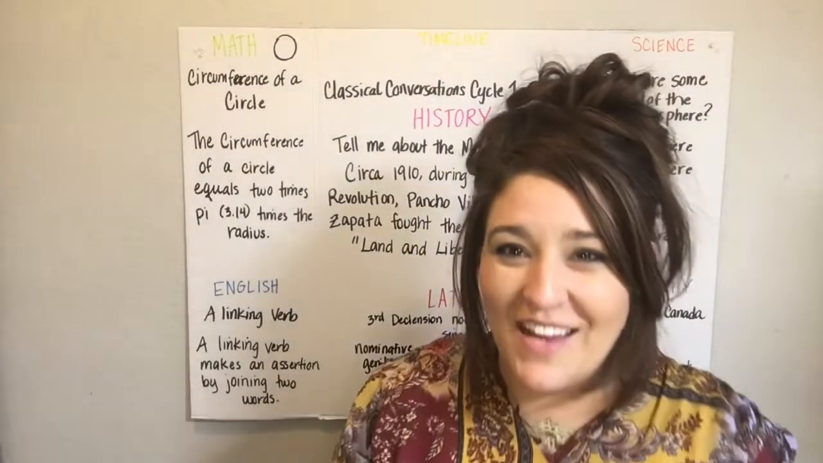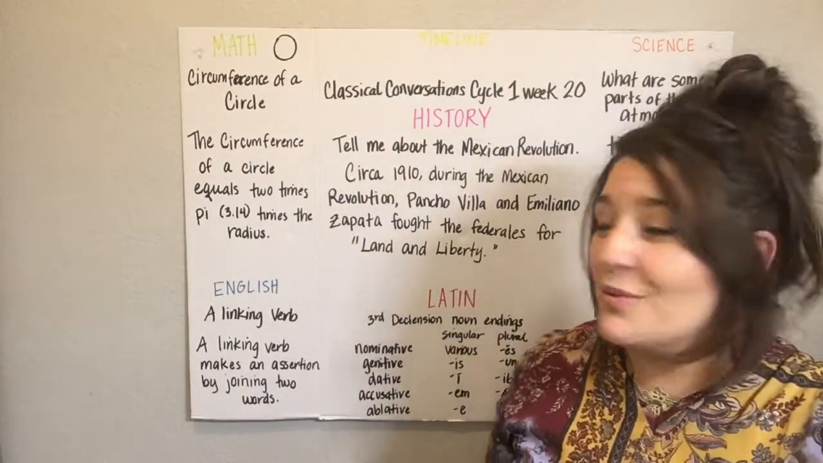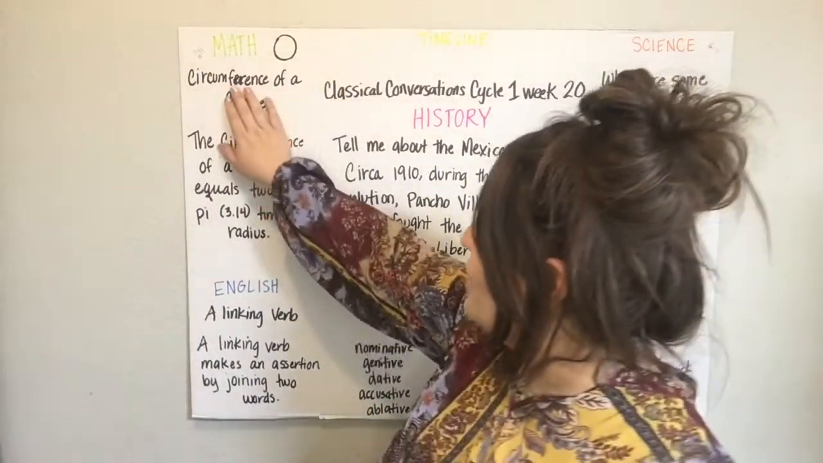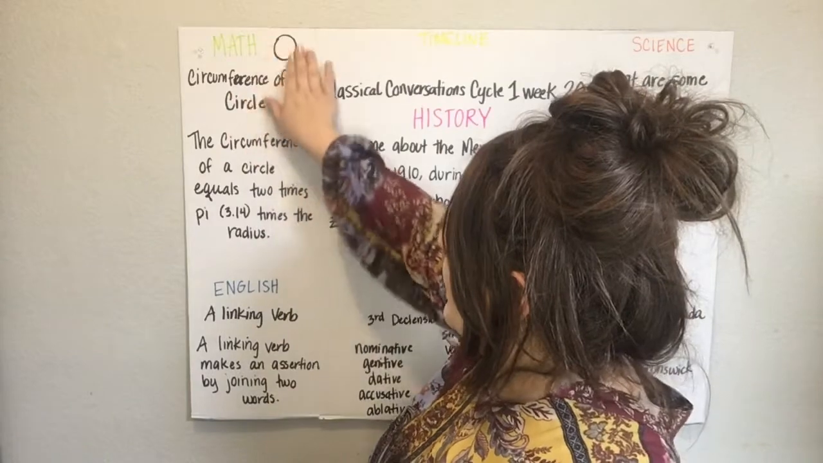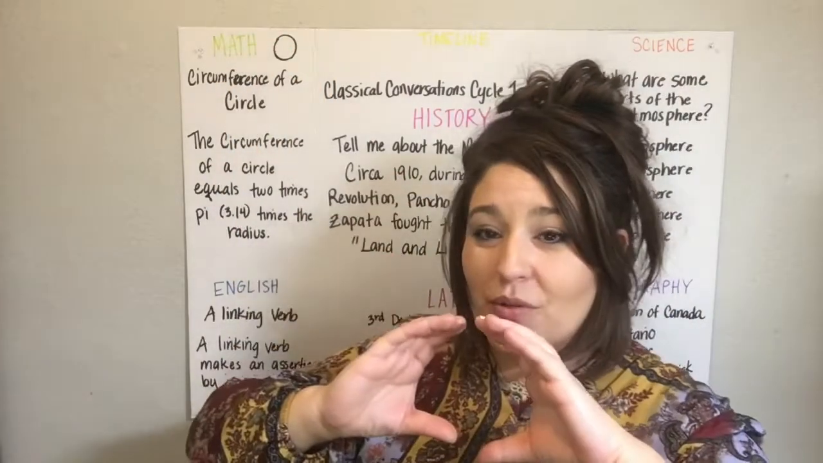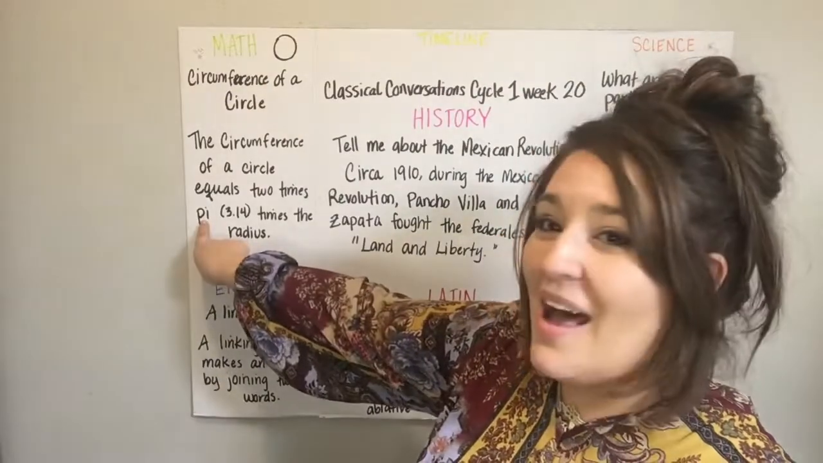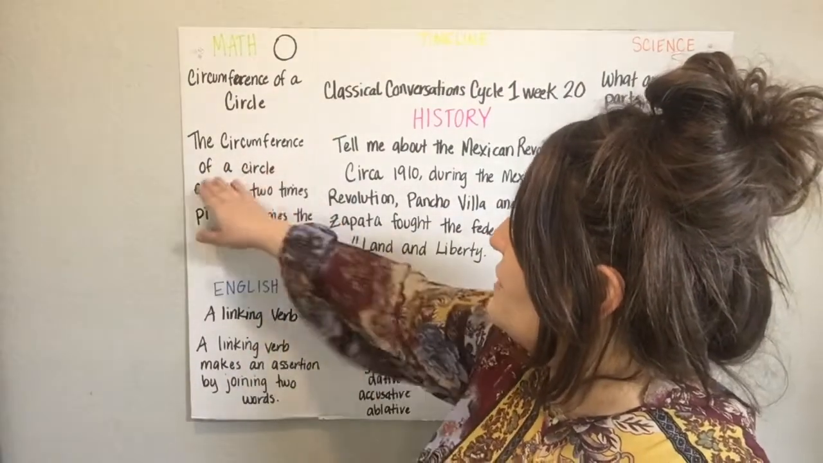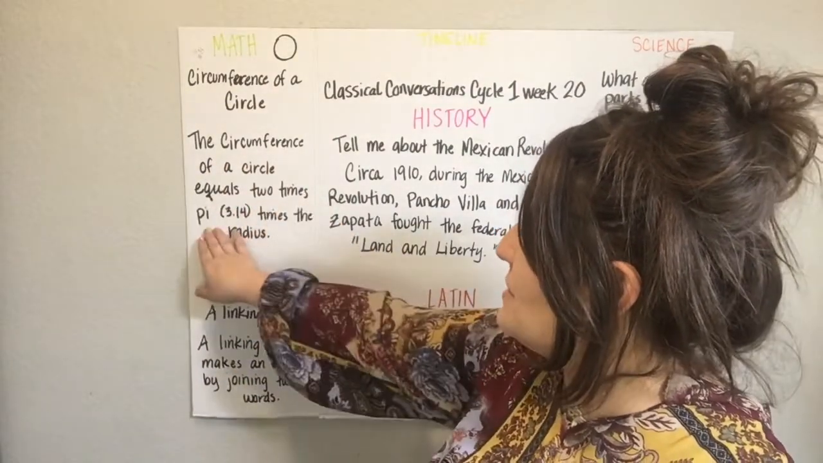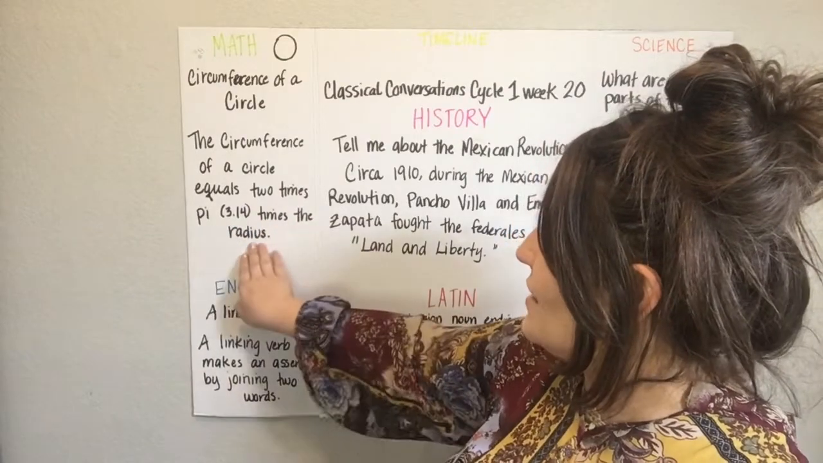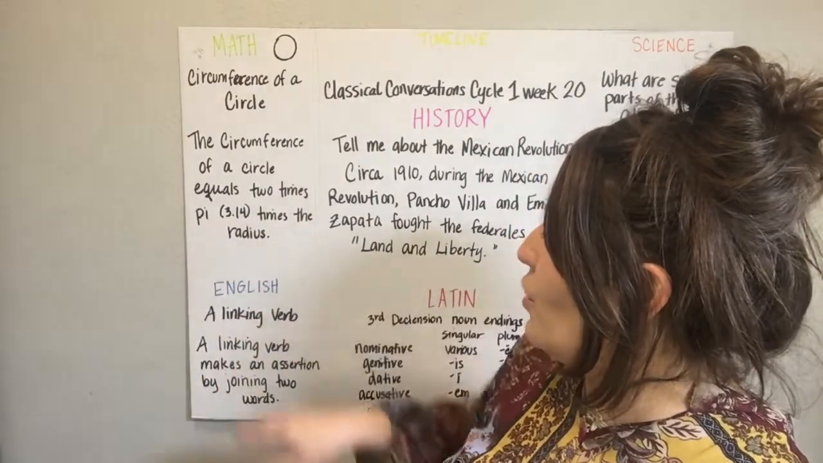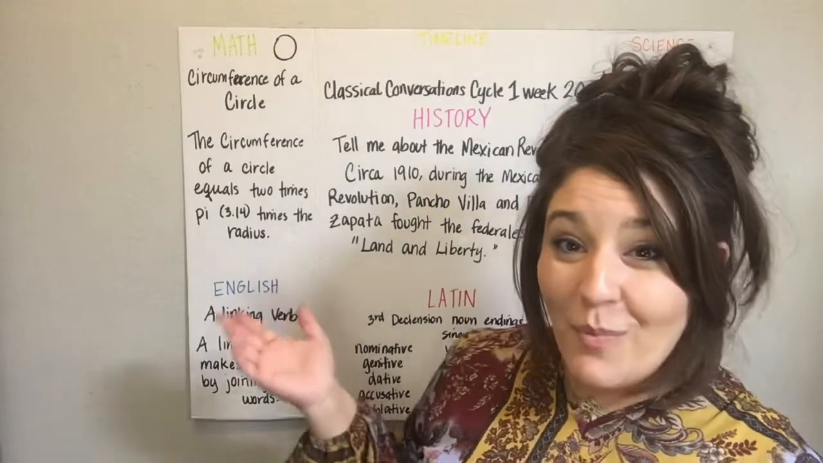That was our timeline. We're going to go ahead and move on to math. Math, we had the circumference of a circle. We had paper circles, and we wrote 3.14 on them because that is what pi is. We learned the circumference of a circle equals 2 times pi times the radius, and pi equals 3.14 and more.